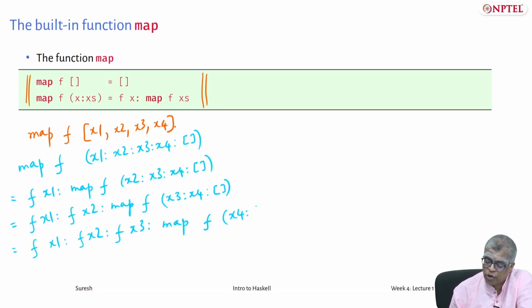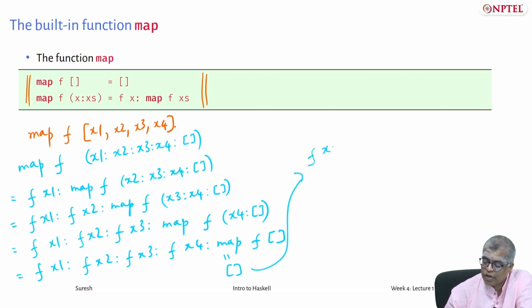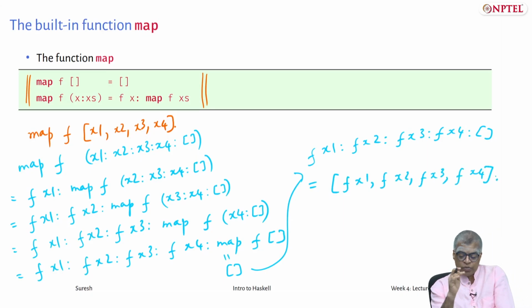Map f on the list x4 followed by empty list, and this is nothing but f of x1 followed by f of x2 followed by f of x3 followed by f of x4 followed by map f of empty list, but that is nothing but empty list. So finally I will get f of x1 followed by f of x2 followed by f of x3 followed by f of x4, or in other words this list. Okay, so this is how this function is computed.